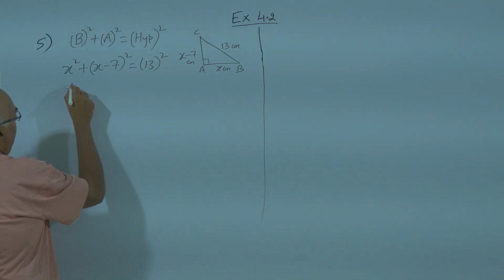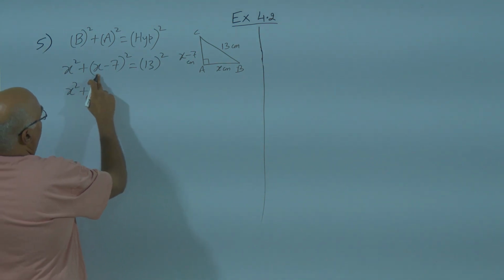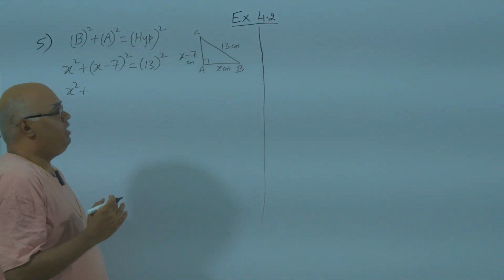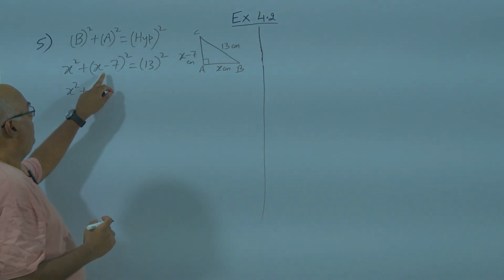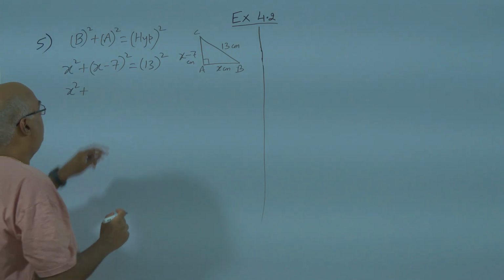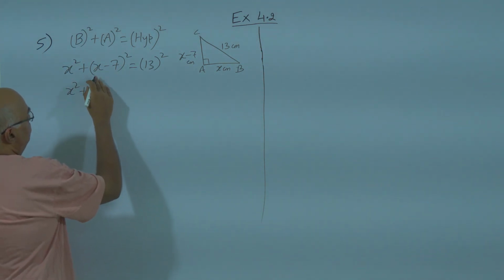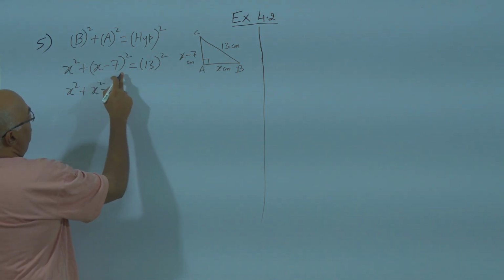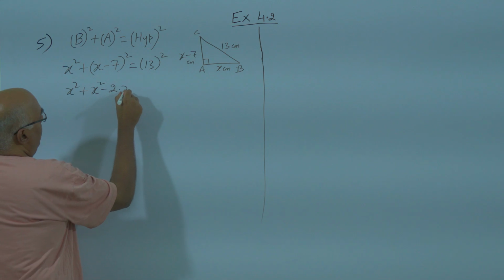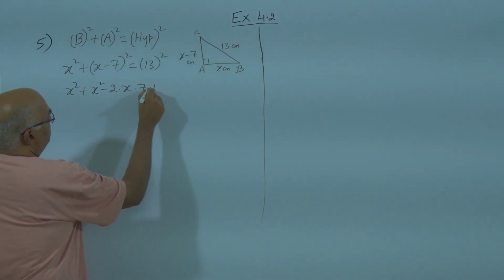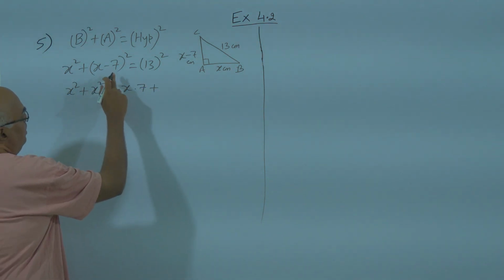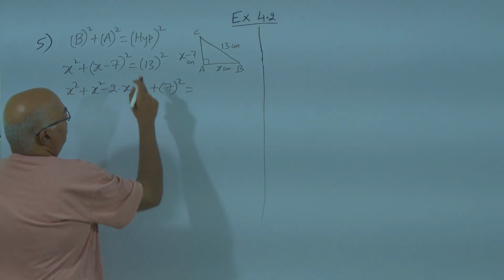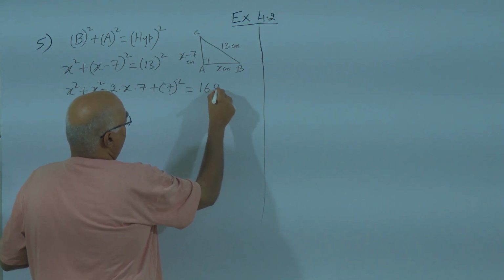So x square plus, we know that a minus b whole square is equal to a square minus 2ab plus b square. Here in the place of a we have x and in the place of b we have 7. So let us expand this. a square is x square, minus 2ab, 2 into x into 7, plus b square, that is 7 square. This is equal to 13 square, which is 169.